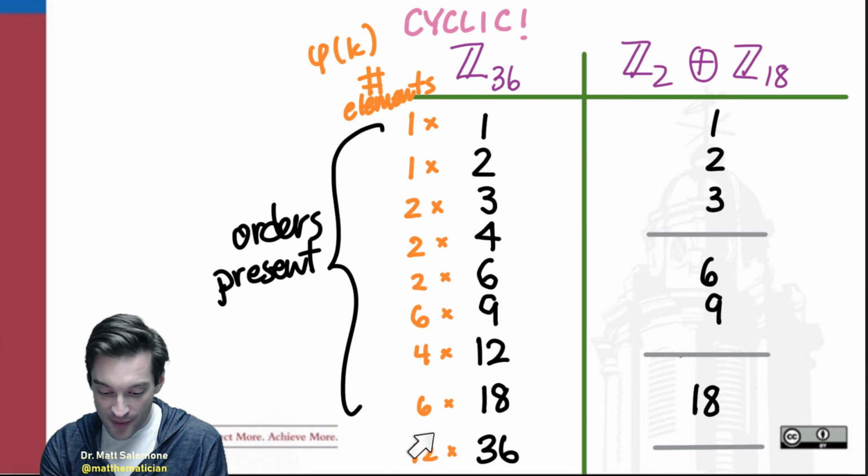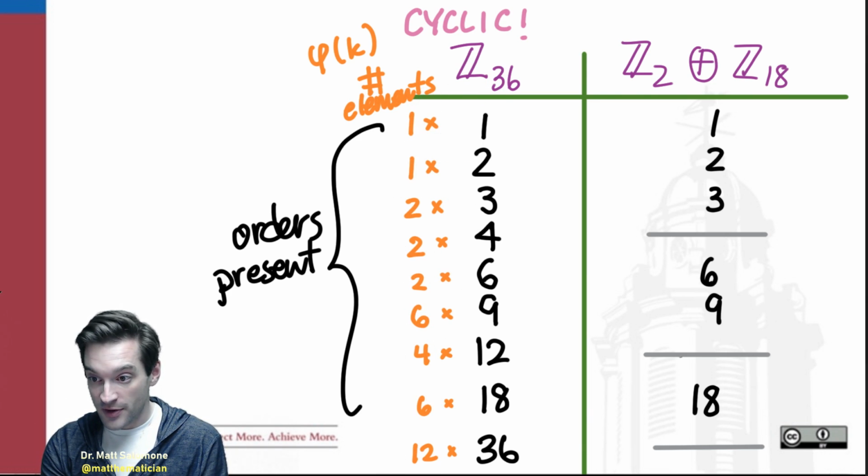And let's quickly add these up. 12 and 6 is 18, and 4 is 22, 28, 30, 32, 34, 35, 36. So we've accounted for all of the elements in Z36. There's going to be this many elements of each of these orders. Let's see if we can do the same thing over on this side.